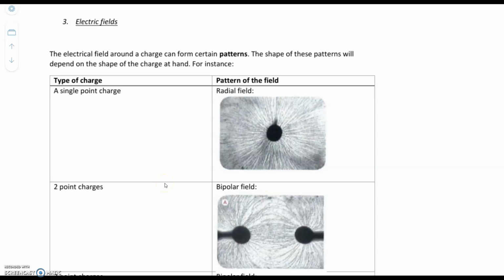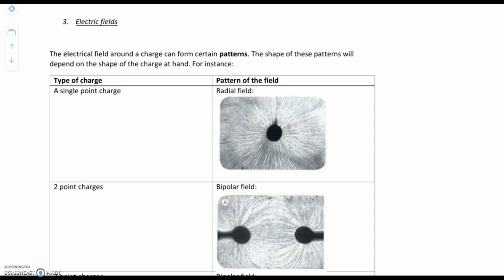Welcome to the follow-up video on electric fields. In the previous video we saw that if you have a charged object, there will be an area around the charged object in which an electrical force could exist, provided there is a second charged object. If there is a second charged object, that object will endure an electric force because of that electric field.